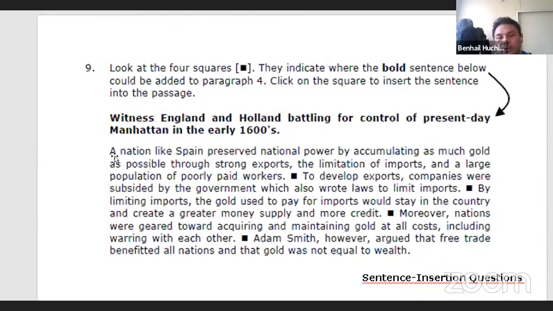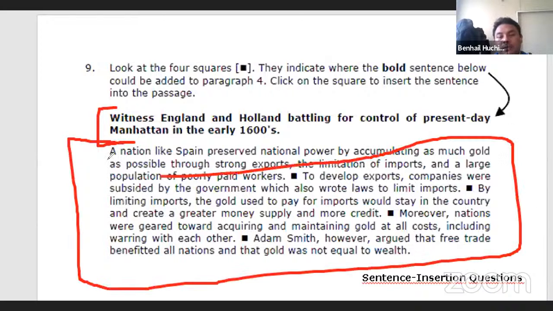Then let's say look at the 4 squares. They indicate where the bold sentence below will be added to paragraph 4. Click on the square to insert the sentence into the passage. This is the sentence that you have to include in the paragraph: witnessed England and Holland battling for control of present-day Manhattan in the early 16th century. So according to that, this statement could be added in which part of this paragraph?